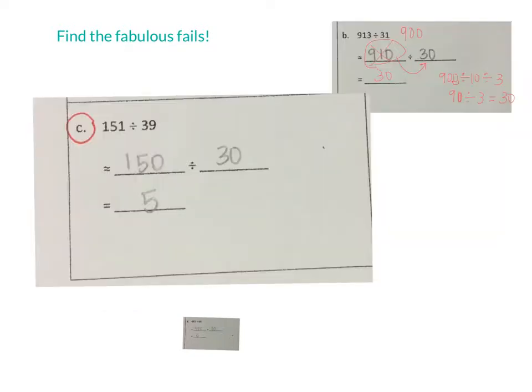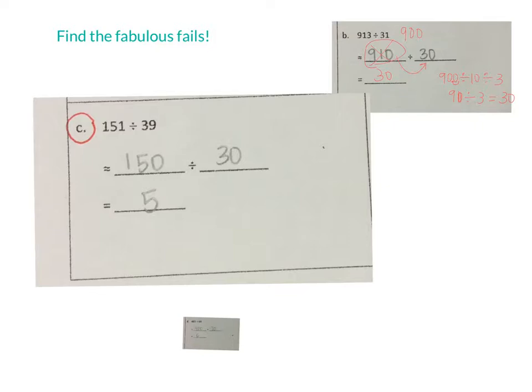In this case, the problem was 151 divided by 39. Okay? They rounded the divisor. They said 39 rounds down to 30. And 151 is very close to 150. So 150 divided by 30 is 5. I agree with all of that math. But is this the best estimate we could make?